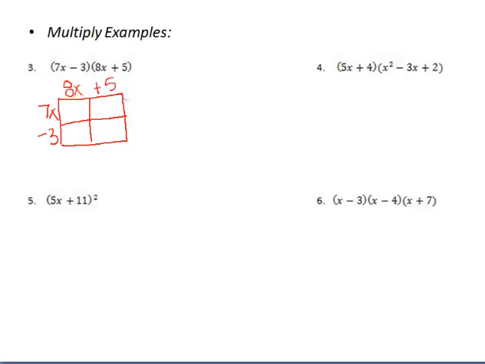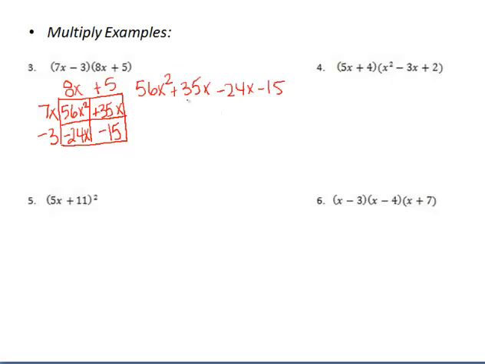And then what you're going to do is multiply the dimensions together. So you have 7x times 8x, which is going to give you 56x squared. And then if you take 7x times 5, that gives you a positive 35x. And then if you take negative 3 times 8x, that's going to give you negative 24x. And then negative 3 times 5 gives you a minus 15. Okay, so now we're going to take the terms that are on the inside of our box and write them down. So 56x squared plus 35x minus 24x minus 15.